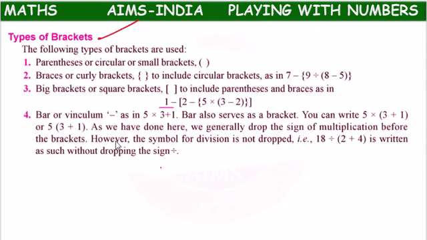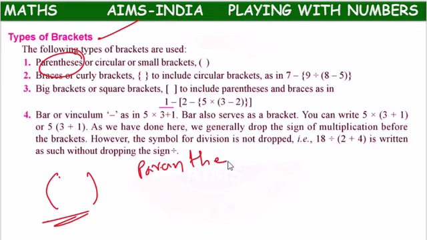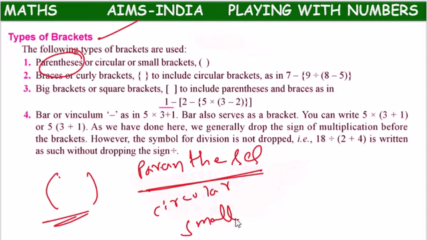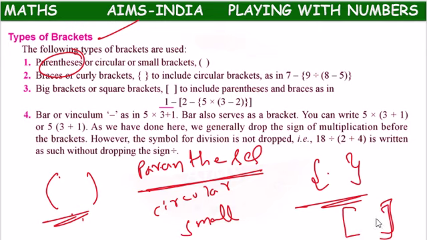Next, types of brackets. So, we will make use of small brackets. They are called parentheses, or we can call them circular brackets or small brackets. Or sometimes we will make use of flower braces. Flower braces means like this. Or sometimes we will make use of big brackets, sorry, square brackets. Square brackets.